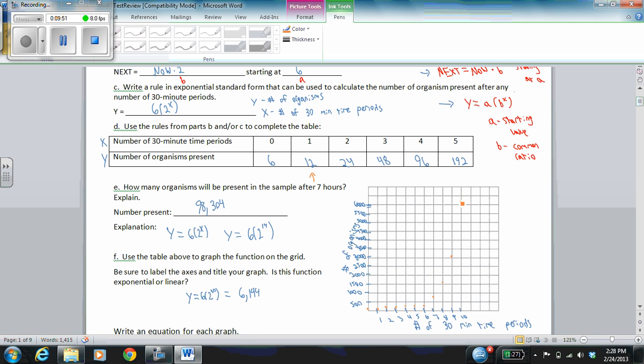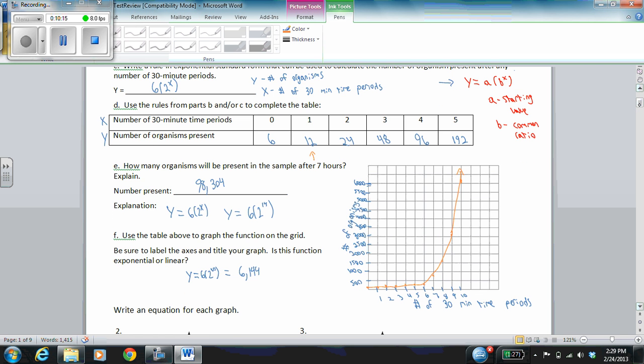So you can see it grows kind of slowly at first, but then very rapidly once we get up above like 6 30-minute time periods. And that's a horrible curve, but you get the point. You guys can draw better ones. So that's exponential growth right there. It starts off slow and then it gets faster and faster and faster as we get to higher values because we're multiplying.